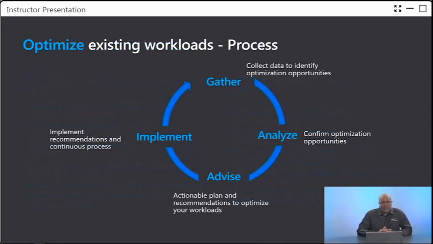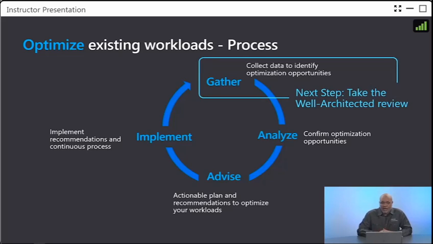So in the workload optimization process, the first thing we're going to do is gather and analyze data to identify and confirm optimization opportunities. Then we're going to review recommendations on which opportunities to pursue. Then implement those recommended optimizations and set up reviews going forward. So we're going to collect data to identify optimization opportunities.